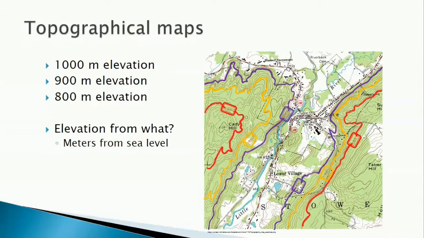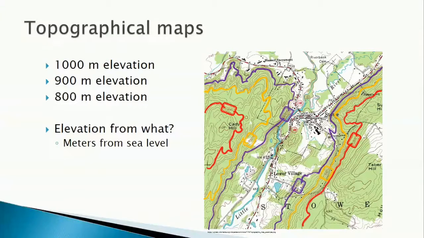I've highlighted some of the contour lines on this map. Purple lines denote an 800-meter elevation, yellow a 900-meter elevation, and red a 1,000-meter elevation. These elevations are meters above sea level, so the elevation at the beach would be at 0 meters, while mountains can be thousands of meters above sea level. As we learned before, the highest points in a landscape are watershed boundaries, while lowest points are where water collects.